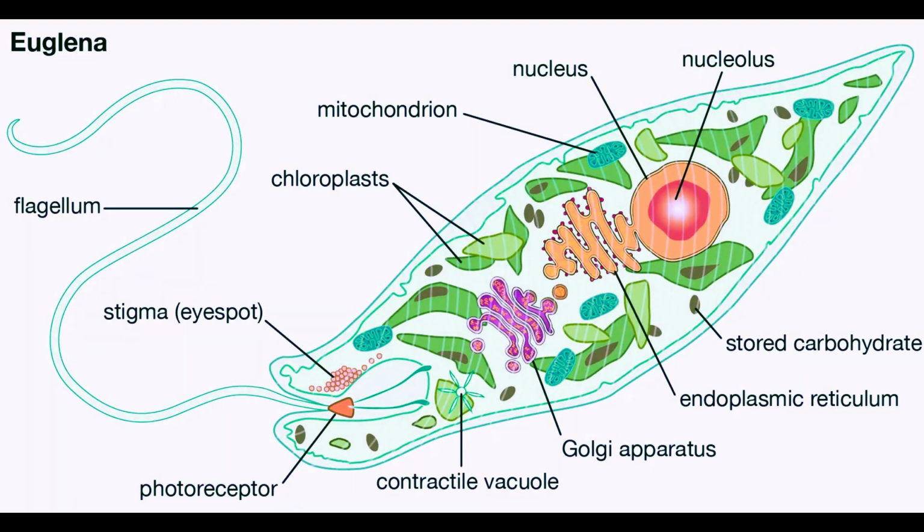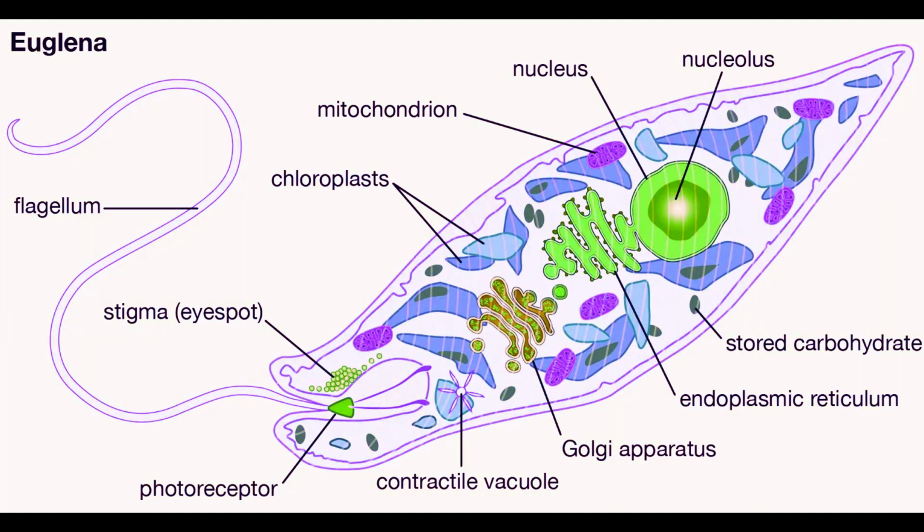As we move inside, you can see multiple chloroplasts distributed throughout the cell. These green structures contain chlorophyll, enabling Euglena to perform photosynthesis, just like a plant. In the center of the cell, there's a prominent nucleus that controls all cellular functions. Inside the nucleus, we can also spot the nucleolus, which is involved in ribosome formation. Below that is the contractile vacuole, a star-shaped organelle that helps regulate water balance by expelling excess water, preventing the cell from bursting in freshwater environments.